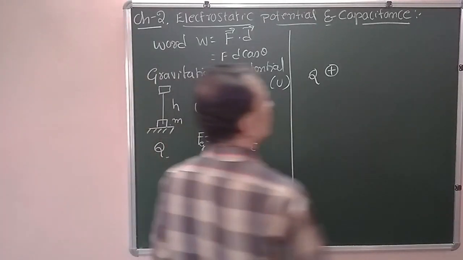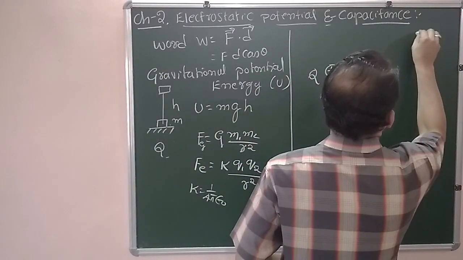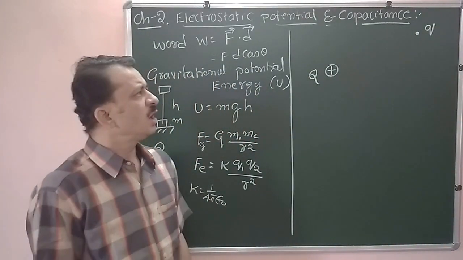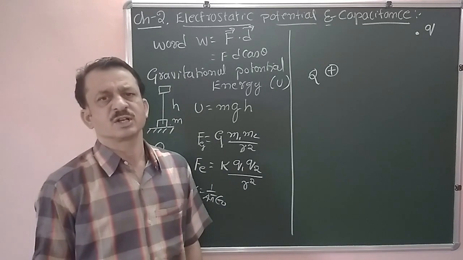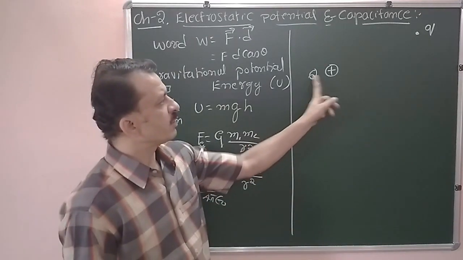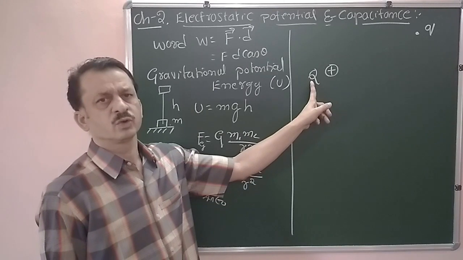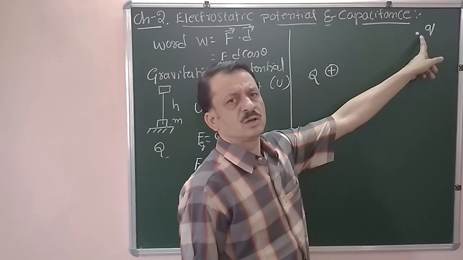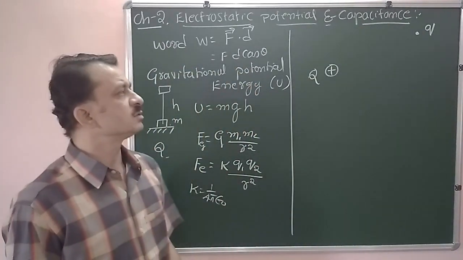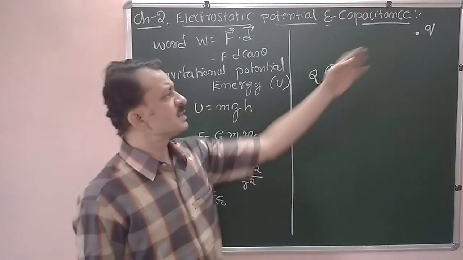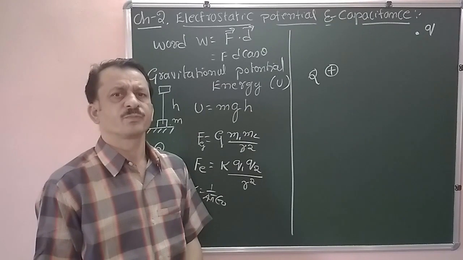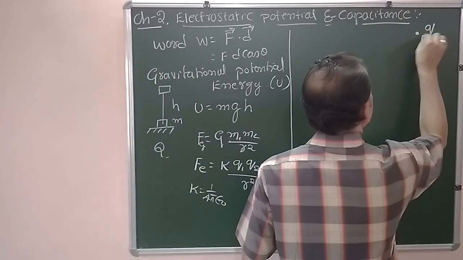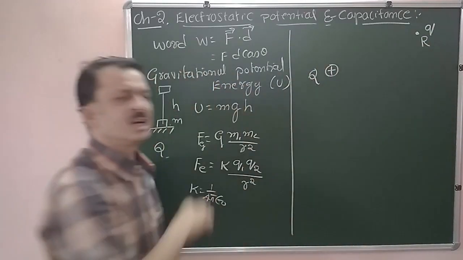Now let me take one more charge, a test charge. Let me call it a test charge. Assume that it is also a positive charge. So here we have taken a source charge, capital Q, and a small positive test charge. Obviously, there is a repulsive force. Let me consider this small test charge at a point R.